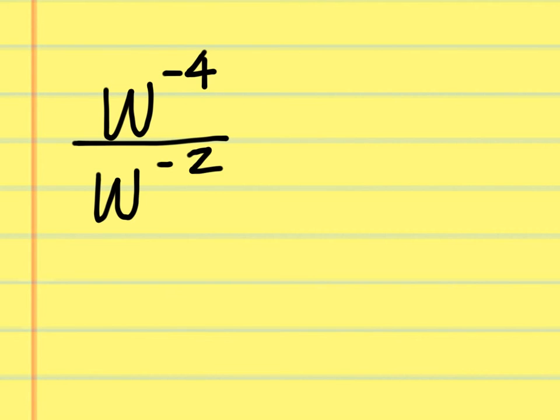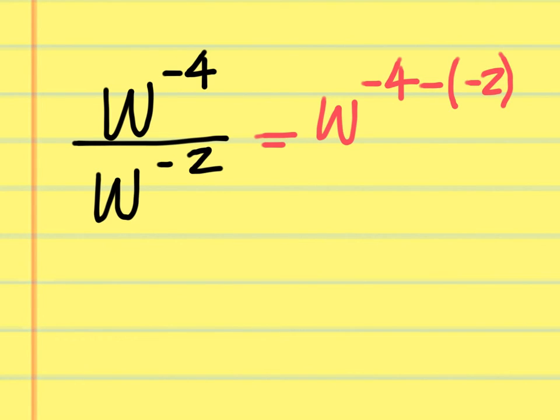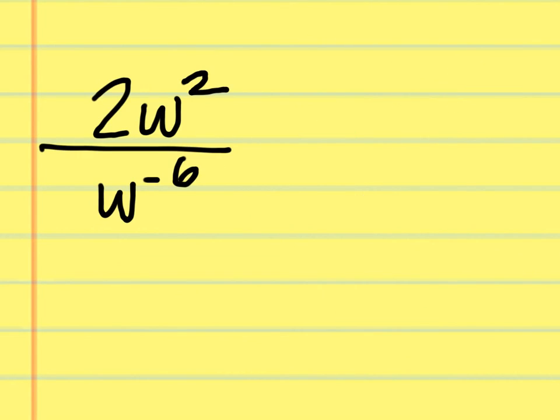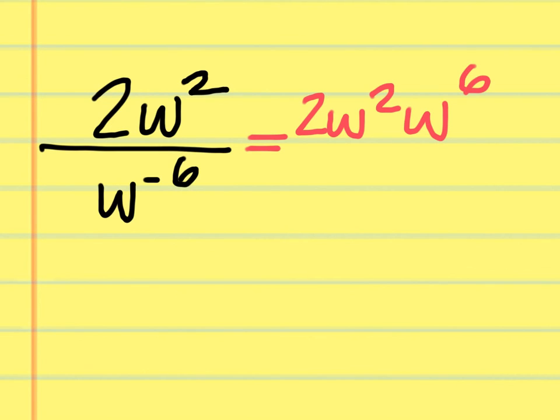Well, you have w to the negative 4th over w to the negative 2. So that's w to the negative 4th minus negative 2. If you simplify that, it's w to the negative 2 power. And of course, w to the negative 2 power is 1 over w squared. You have this w to the negative 6th on the bottom. So that means you can move it to the top and change it to a positive 6. But now you have 2w squared times w to the 6th. So w squared times w to the 6th is w to the 8th. 2w to the 8th.